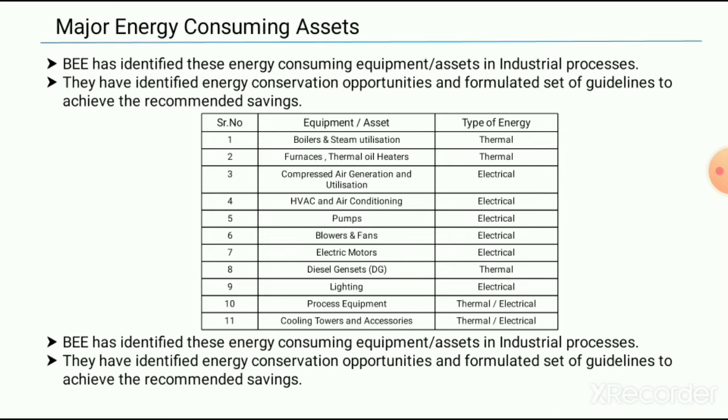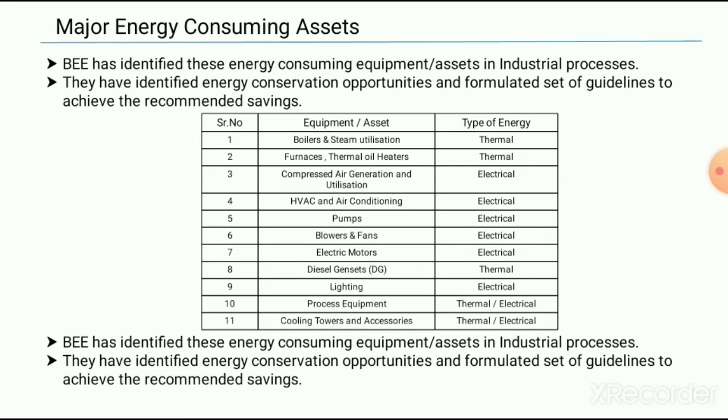Next is the major energy consuming assets. The BEE, nothing but Bureau of Energy Efficiency, has identified the energy consuming equipment or assets in the industrial processes. They have identified the energy conservation approaches and formulated a set of guidelines to achieve the recommended saving.